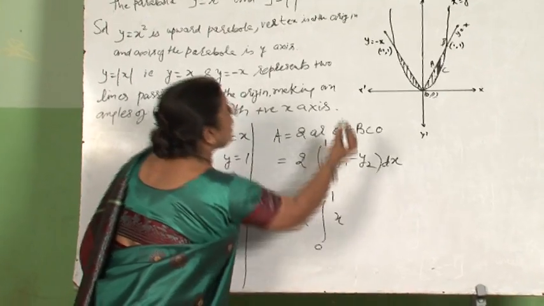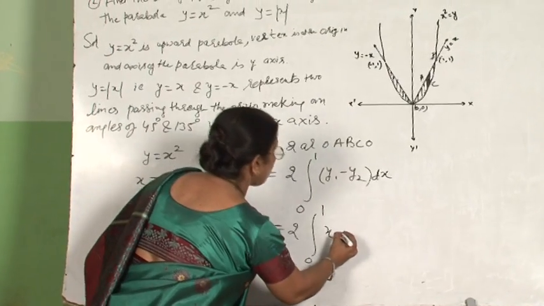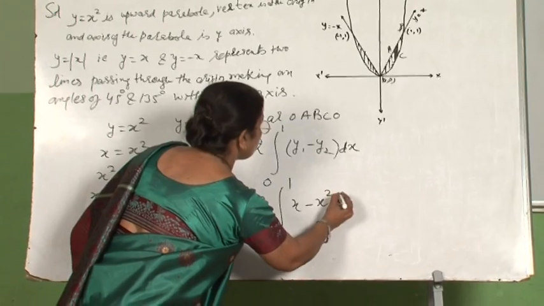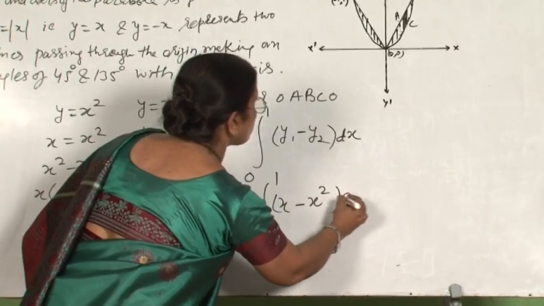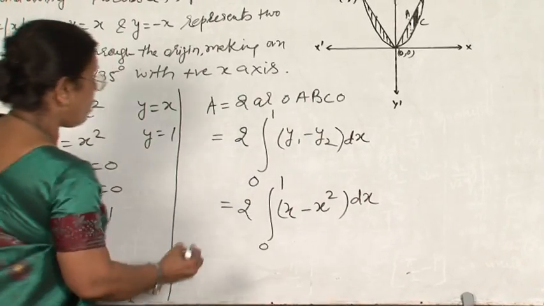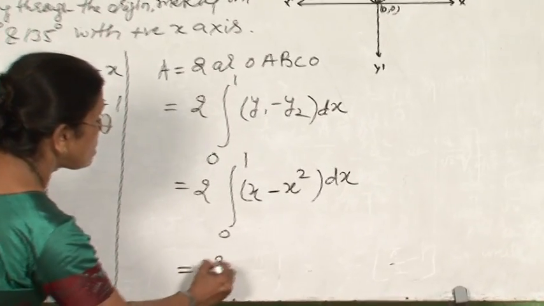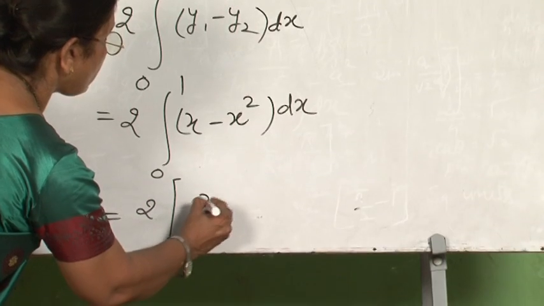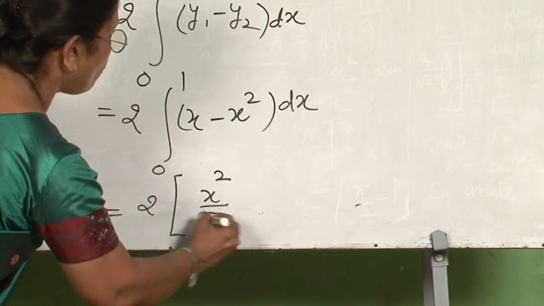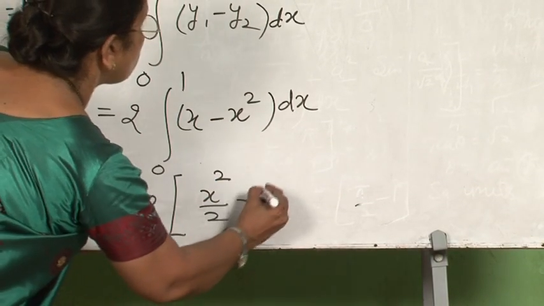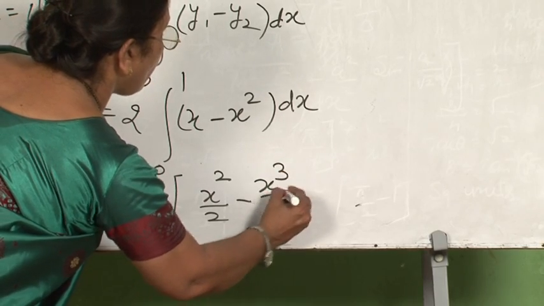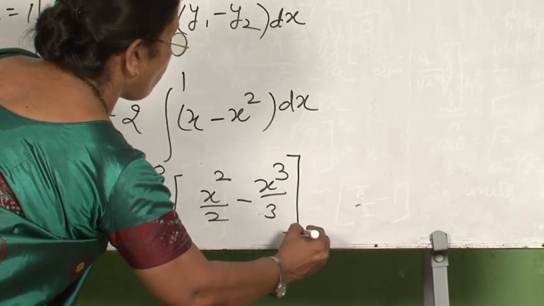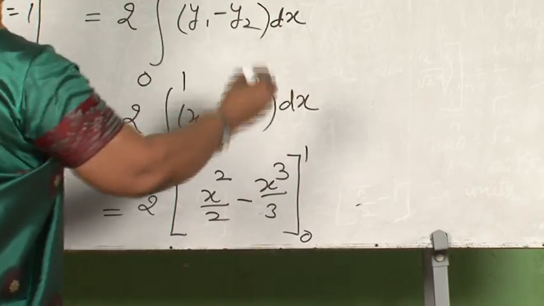is x, and value of y from the parabola is x square. So, this is x minus x square dx. Now, integrate this. So, this is 2 times of integration of x is x square by 2 and minus x cube by 3 and limit from 0 to 1.